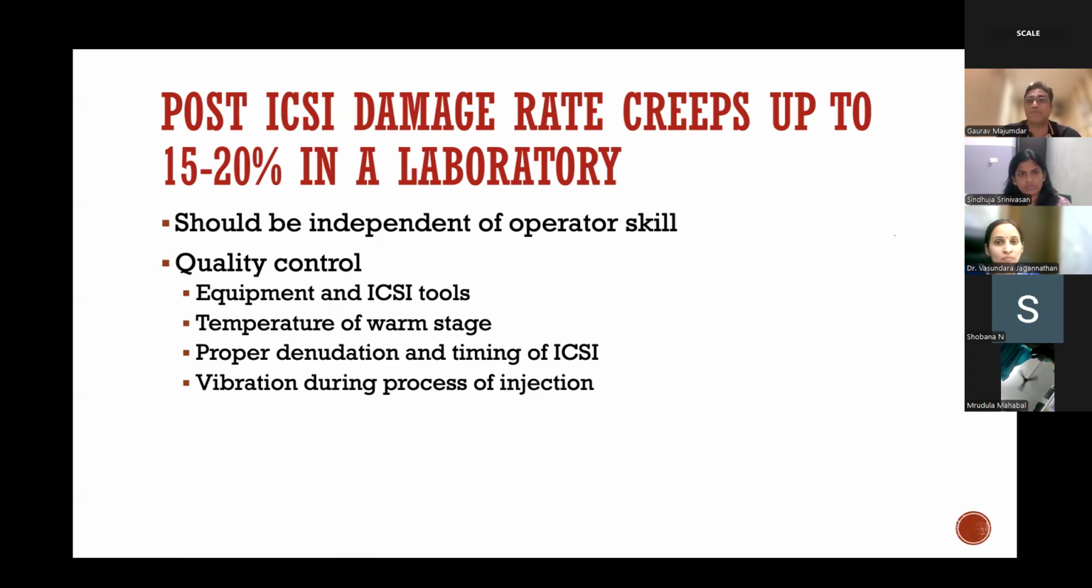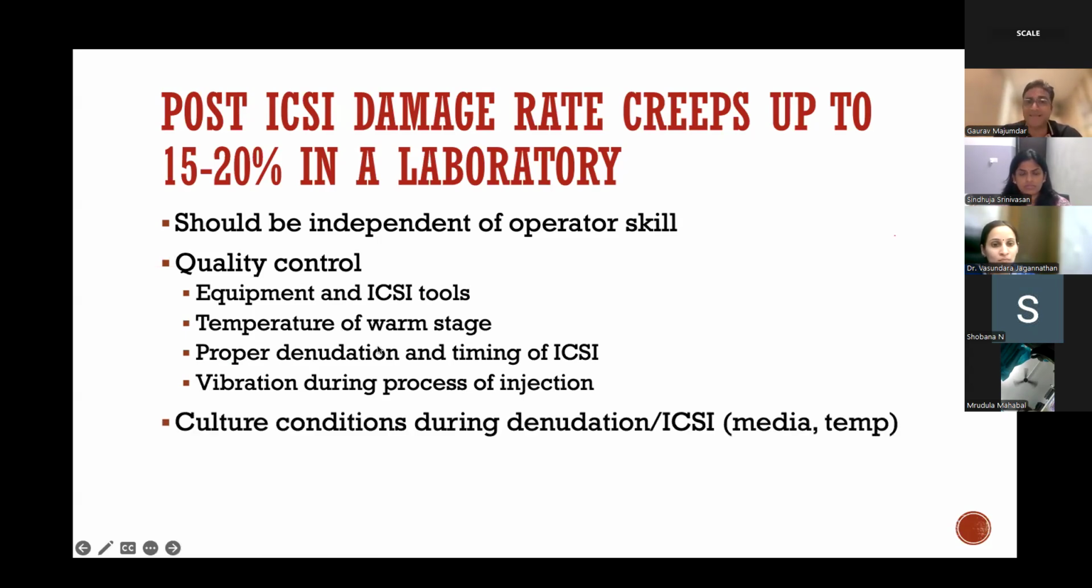If suddenly some construction is going on or something has happened in your building, or the anti-vibration table has stopped working, then improper denudation. Again, these are all things in line with new people coming in. Timing of ICSI, temperature of warm state. So these are the places where you have to look. Then culture conditions, during denudation and during ICSI: what is the media being used, what is the temperature? These are the things which will lead to damage and not the operator. Stimulation protocols, I don't know if that can have a consequence like this. I really don't know, and I don't think that it can.